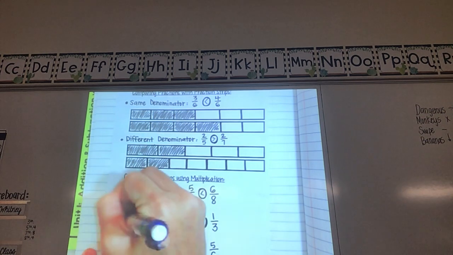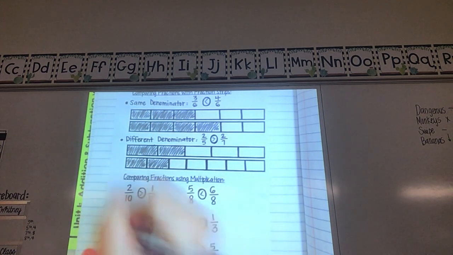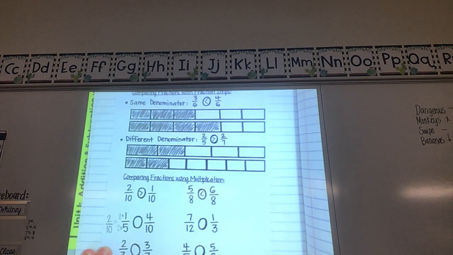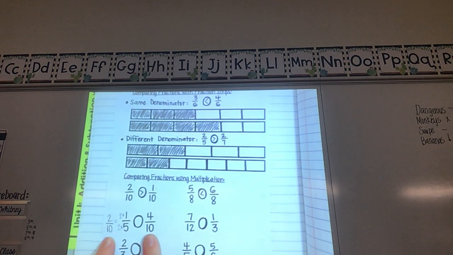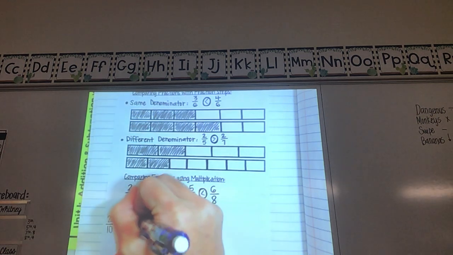So thinking about my new top number here, 1 times 2 is 2. Now I have fixed my problem because now both of my bottom numbers are a 10, and I'm looking at the top. Would I rather have 2/10 or 4/10? I'd rather have 4/10. So my alligator is going to go that way.